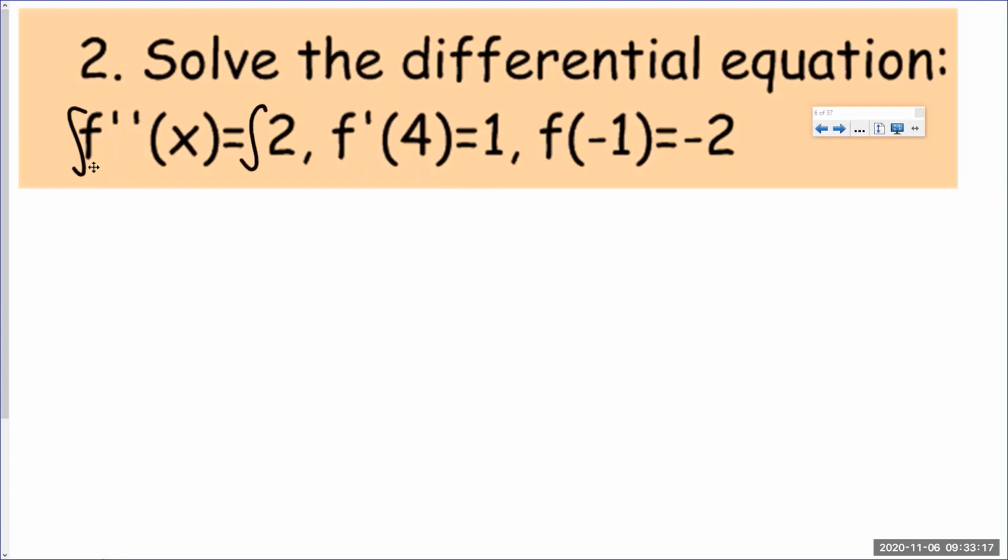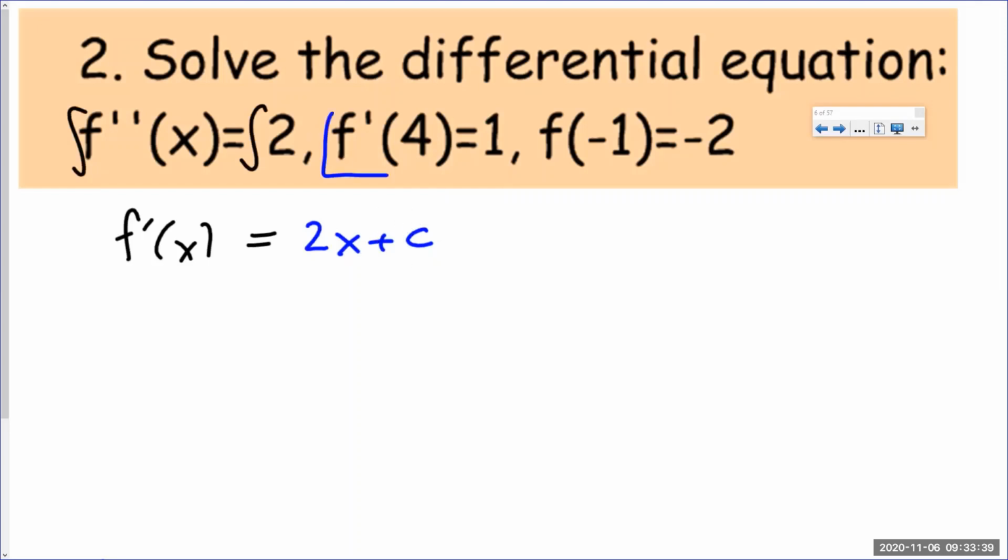The antiderivative of f double prime is f prime, plus c. I'm just going to move my c to the right side because there are going to be 2 c's anyway. The antiderivative of 2 is 2x, right? But don't forget Charlie. So at this point, I want to take a pause and find out what Charlie is here.